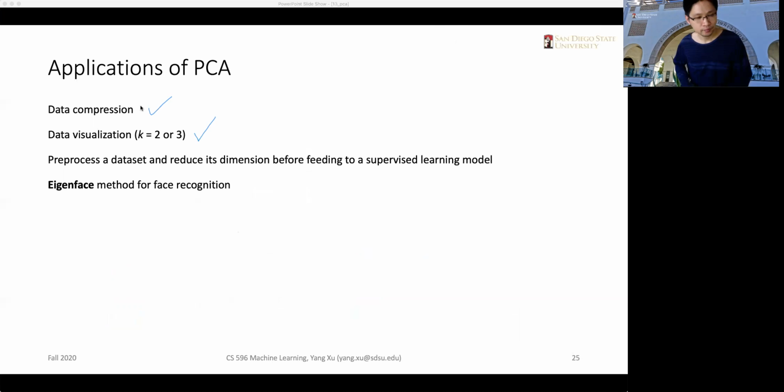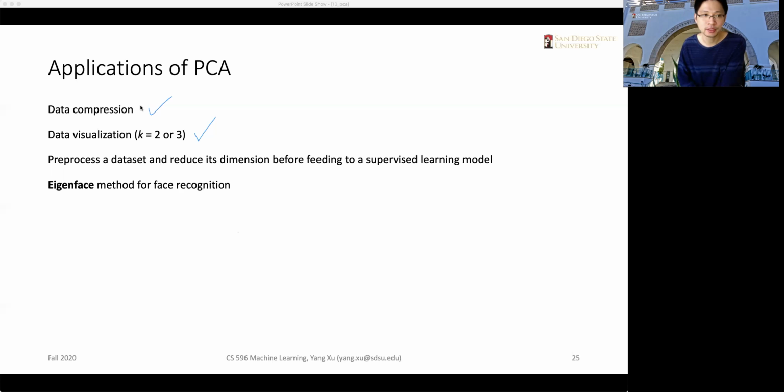And sometimes we can pre-process data sets by reducing their dimensions before feeding them into supervised learning models. This almost for sure will reduce the amount of computation needed because you are using lower-dimensional data, and it may potentially lead to better, more efficient models that don't lose any predictability, but cost much smaller computational resources.